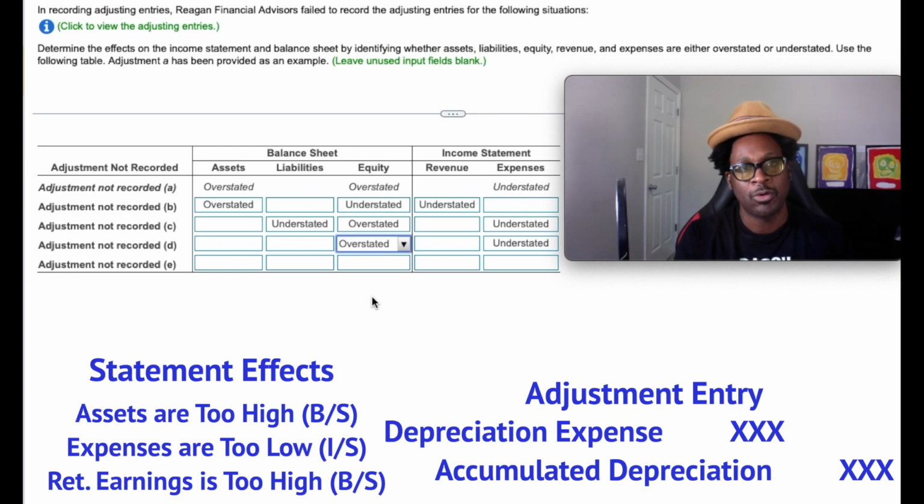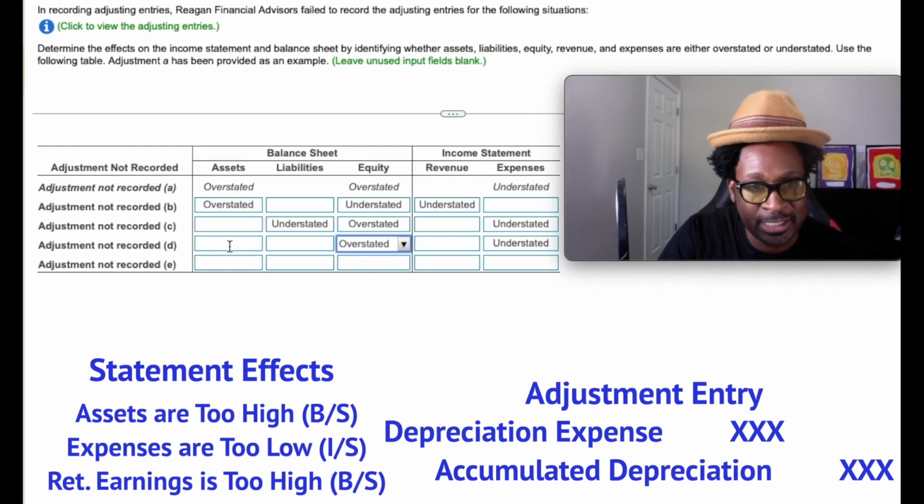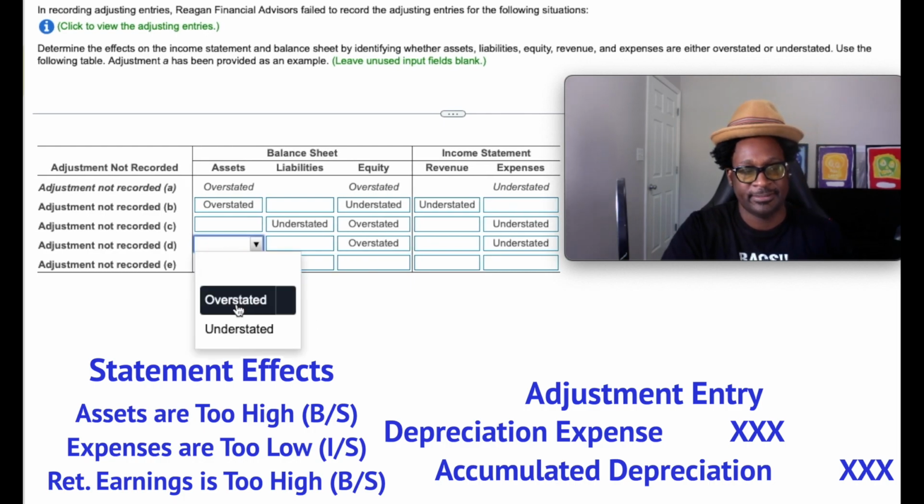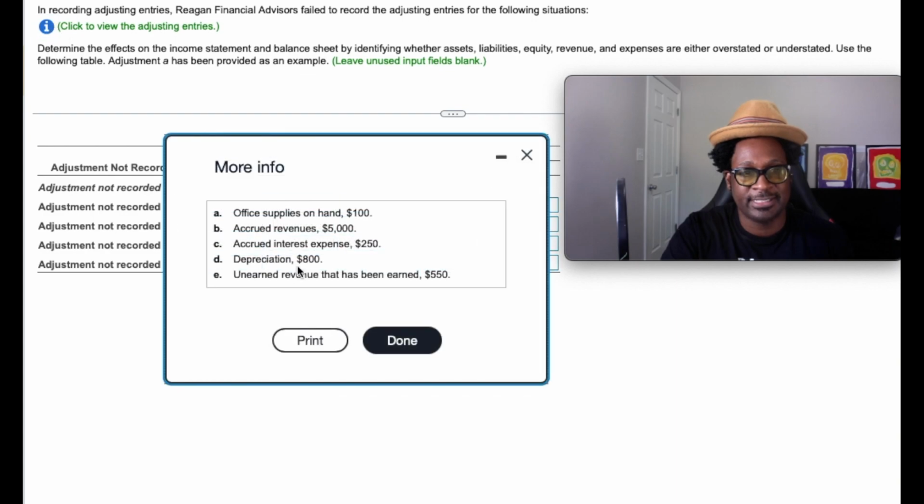So, how does that in turn affect our assets? If we fail to record depreciation, simply put, our assets are going to sit on the balance sheet higher than what it should be. So our assets are going to be overstated. And last but not least, unearned revenue that has been earned, $550.